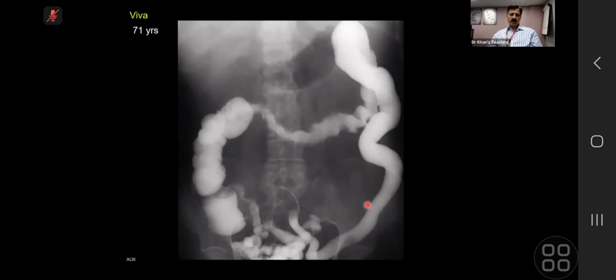On the other hand, with post-radiation you can see a long segment, more fibrotic type of stricture. But here you can see in the transverse colon there are a lot of thumbprints, etc. So a bit of acute as well as chronic type of changes are there.